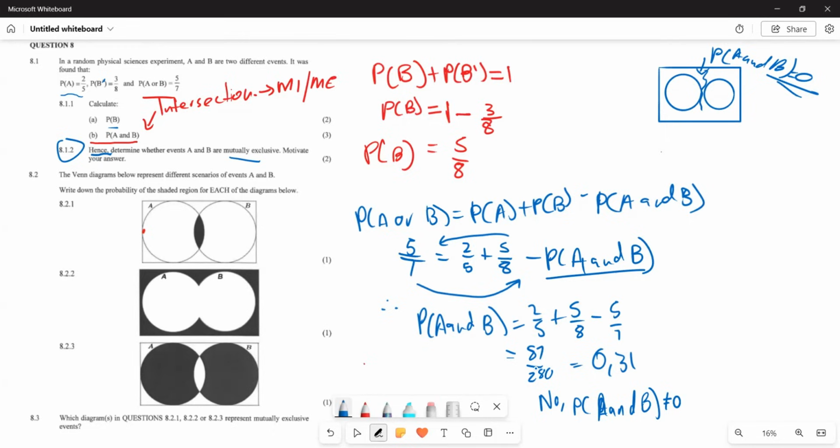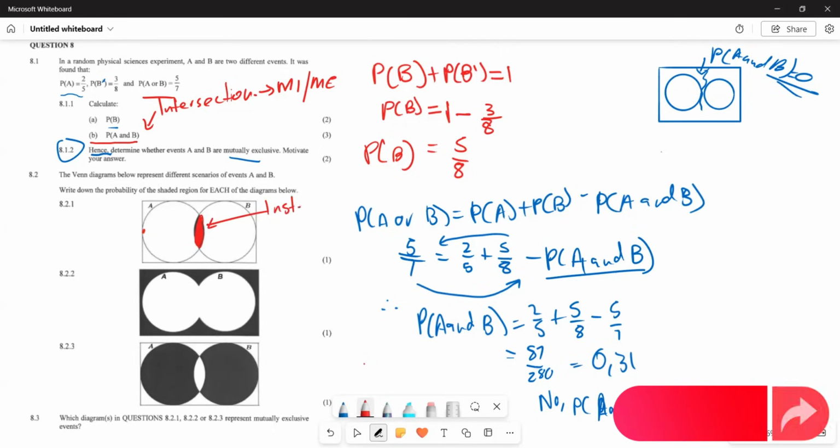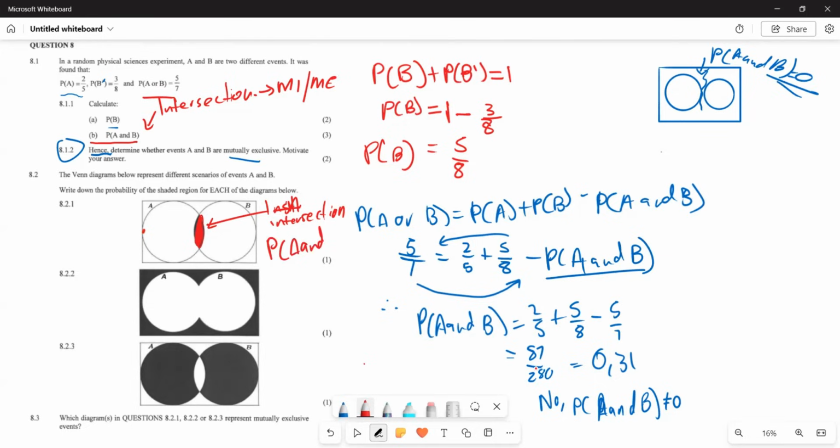In 8.2.1, they say write down the probability of each of the shaded regions for each of the following diagrams. Now remember, if you have shading here, this shading here means an intersection. And what do we know about intersection? It means there is inclusion. So this is basically the probability of A and B, right? Because there is an inclusion.